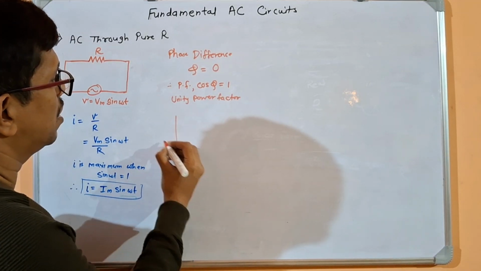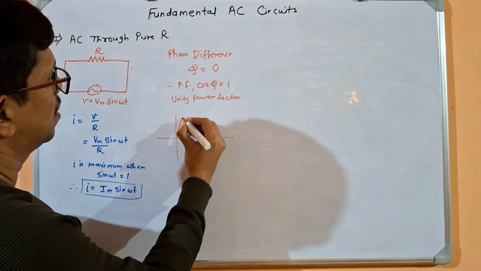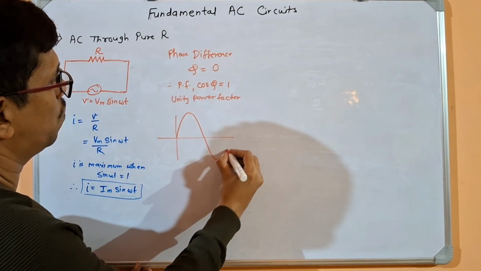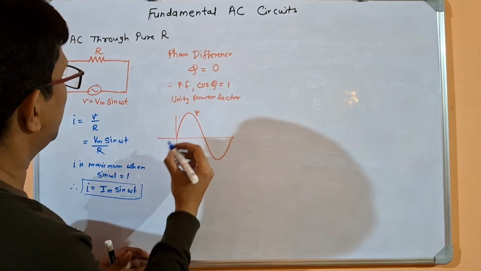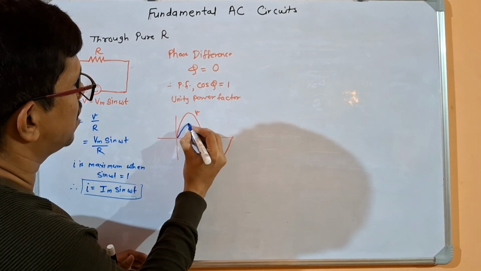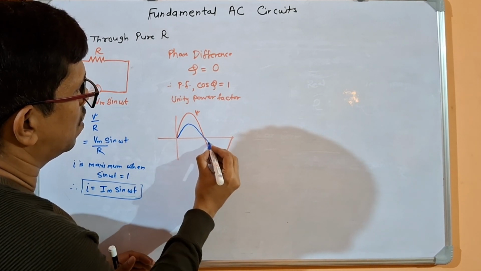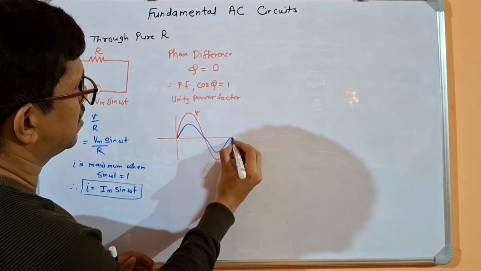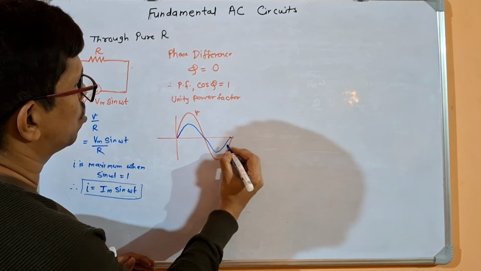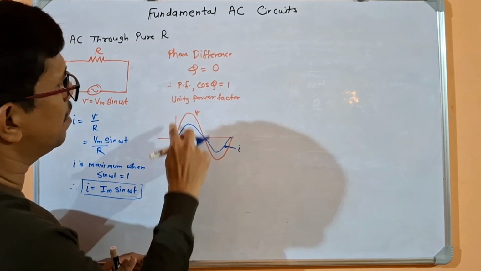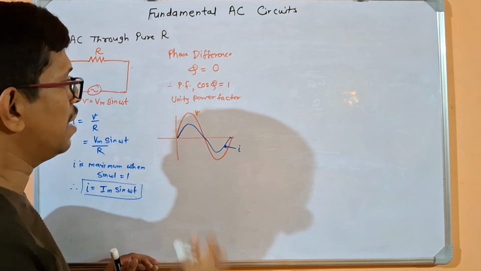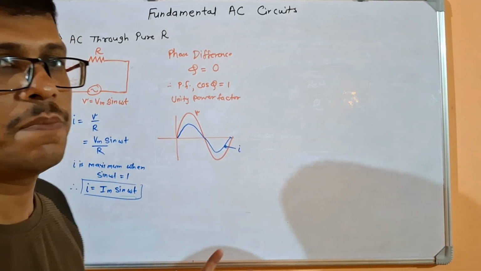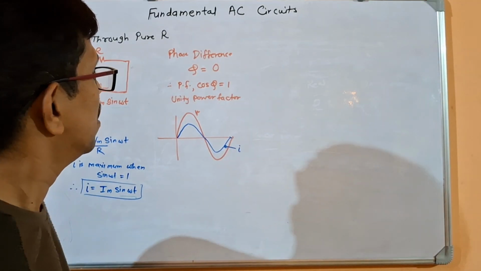If we plot the graph, this is my voltage sine waveform, and the current waveform also follows the same cycle as that of voltage. So both attain maximum at the same time and 0 at the same time. That's why the phase difference between these two is 0.